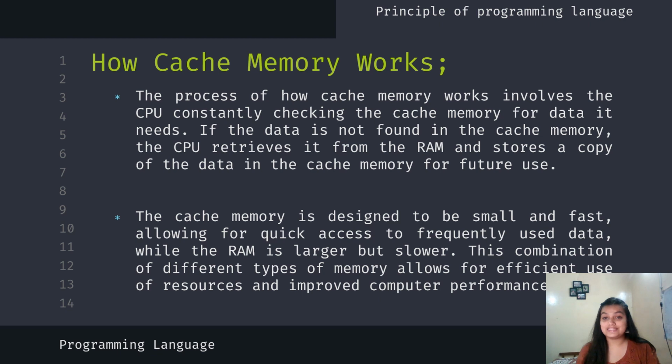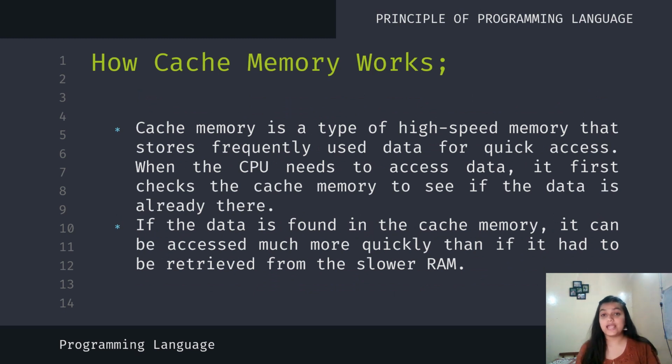The cache memory is designed to be small and fast, allowing for quick access to frequently used data, while the RAM is larger but slower. This combination of different types of memory allows for efficient use of resources and improved computer performance.